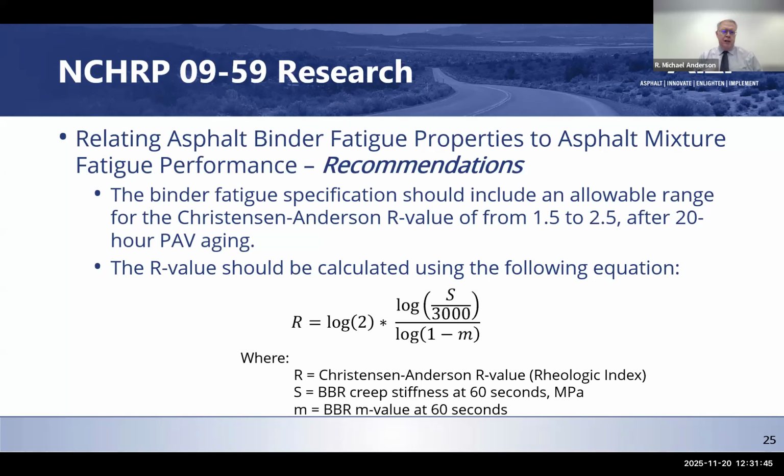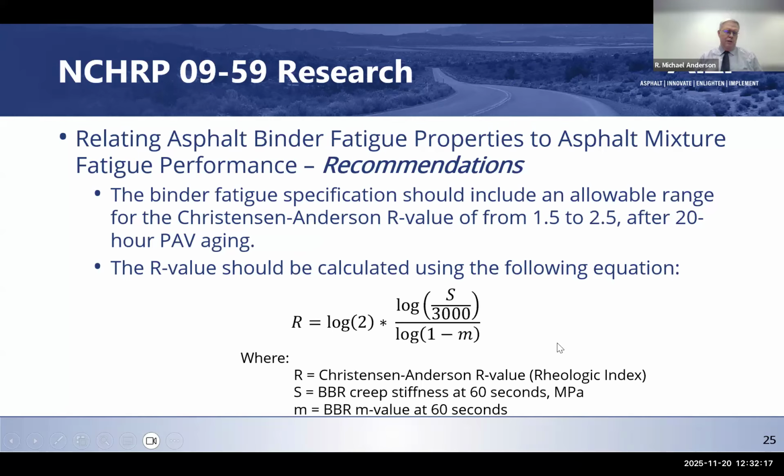Their suggestion, based on their research, was that an allowable range for the Christensen-Anderson R value should be 1.5 to 2.5 after 20-hour PAV aging. They gave some initial recommendations after 40-hour PAV, but those have yet to be a little bit more validated. But just looking at the 20-hour PAV, this is what they found. And they found that the R value could be calculated really from the BBR data.